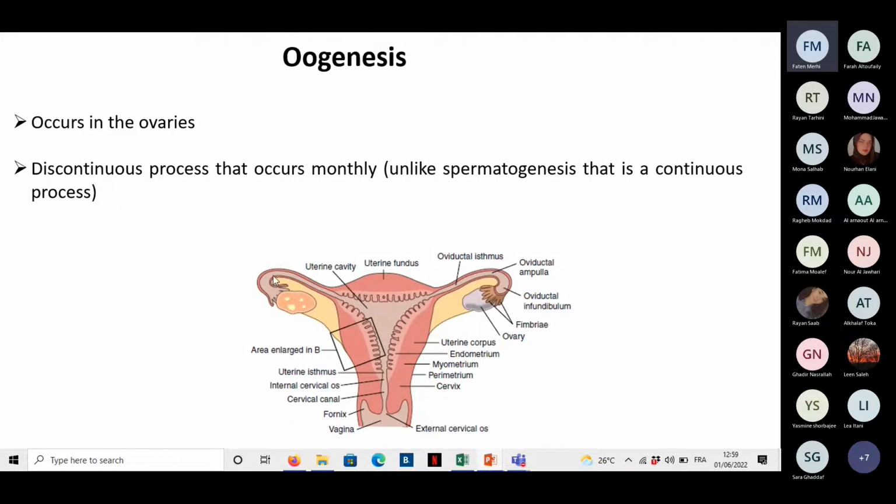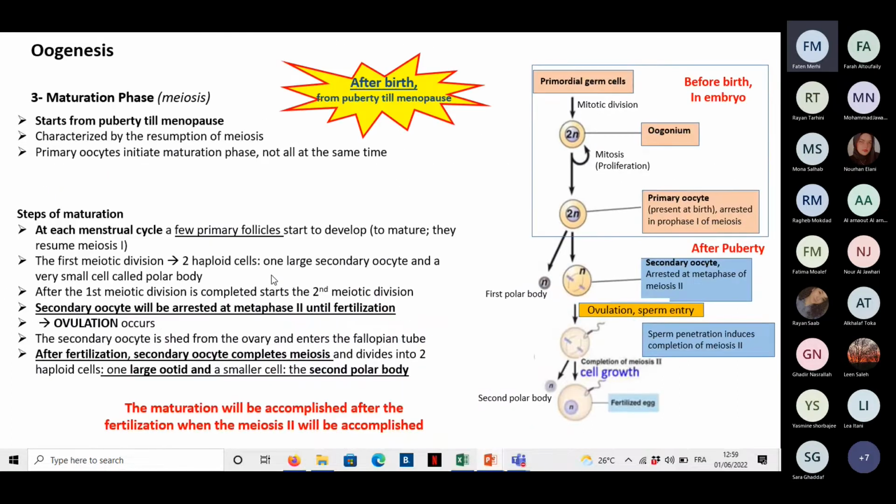So if this secondary oocyte is fertilized, the meiosis 2 will resume and it can be completed. It will be completed to give 2 other cells. So if we have fertilization, this secondary oocyte can achieve its meiosis 2 to give 2 cells. Also, the division is not equal, so we will have one big cell, which will be the ovum, and another small cell, which is a second polar body. Okay.